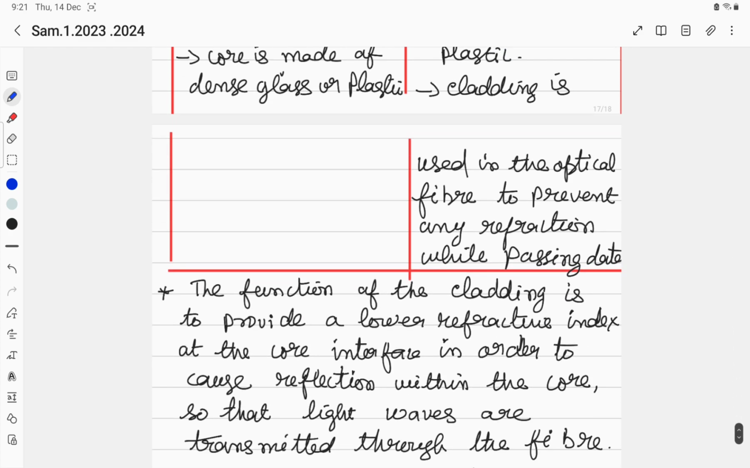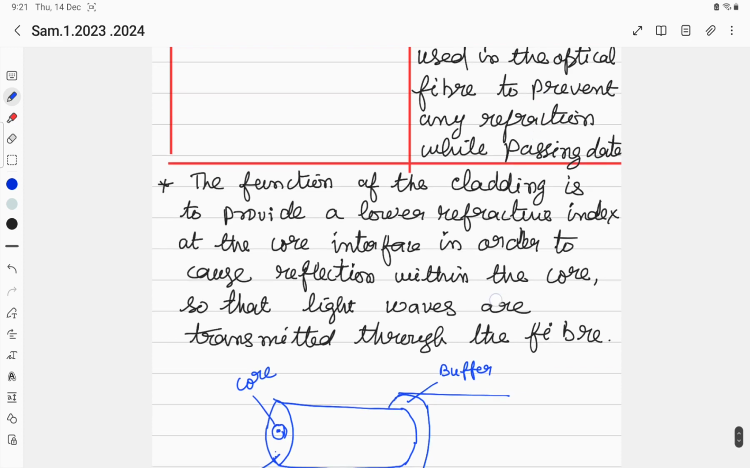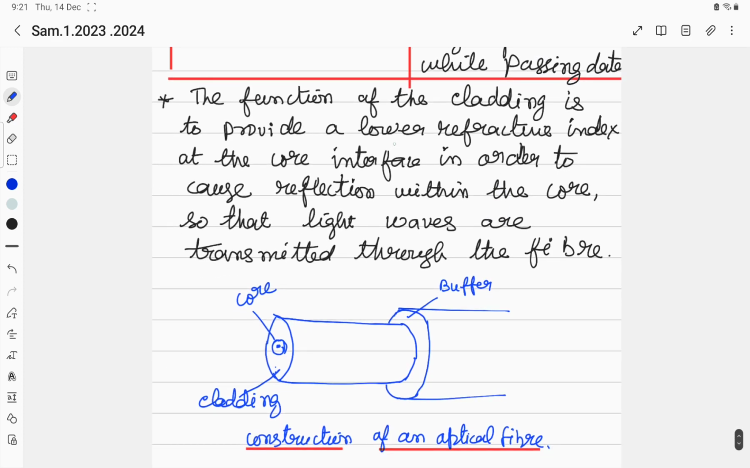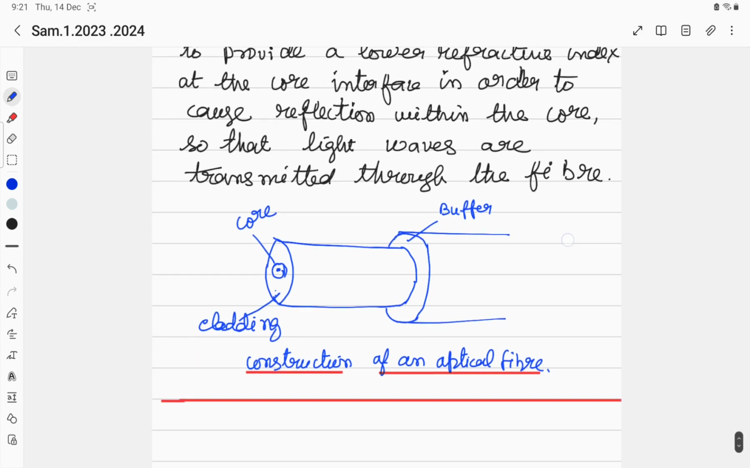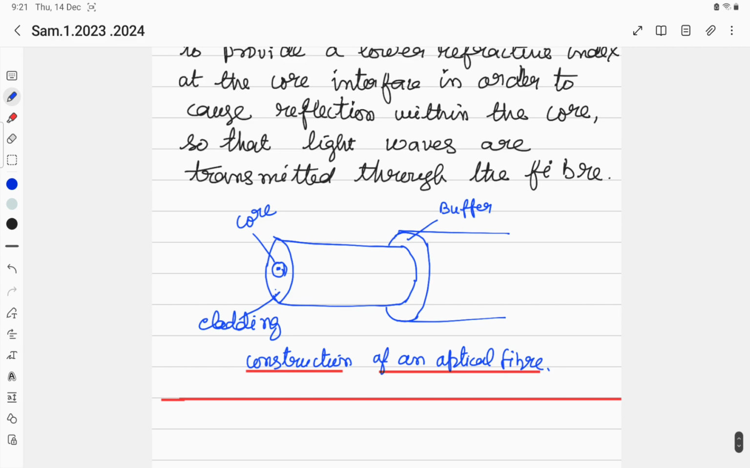Cladding is used in the optical fiber to prevent any refraction while passing data. The function of the cladding is to provide a lower refractive index at the core interface in order to cause reflection within the core so that light waves are transmitted through the fiber. Construction of an optical fiber. See the figure above. Thank you.